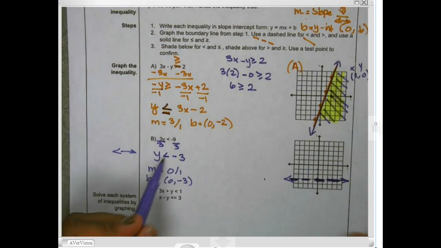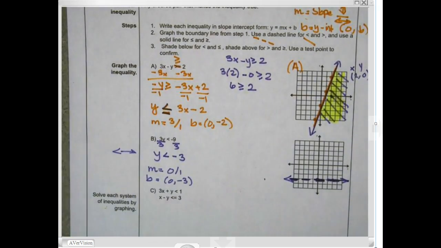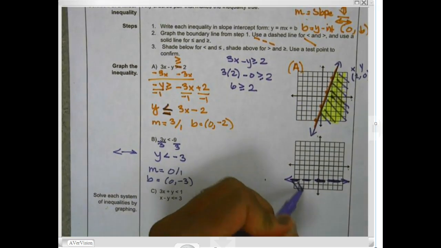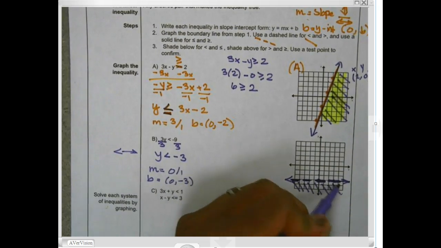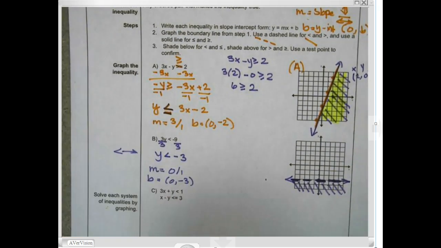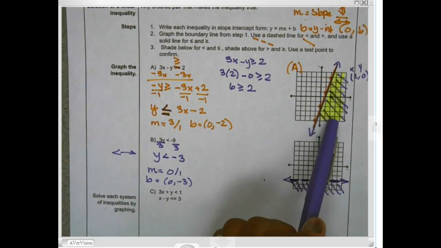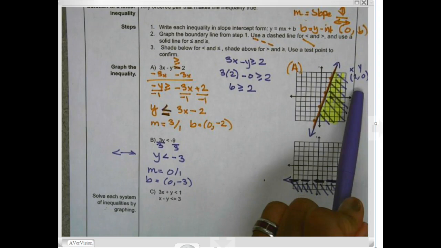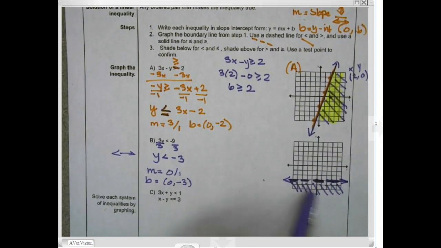All right, so next thing we need to do is think about our shading. And it says less than. So what is less than? Is it above or below? Less than, we know, is below the line. There you go. If I wasn't sure, like for this one, I was like, I think it's this part. But I wanted to make sure, so I chose the 0, 0. You can pick any point under this line and just to confirm it to make sure that you're good.